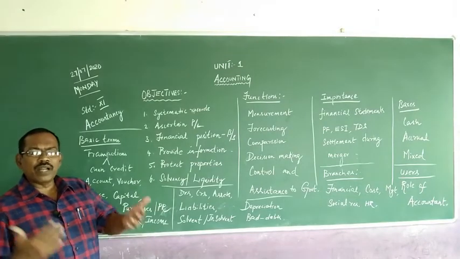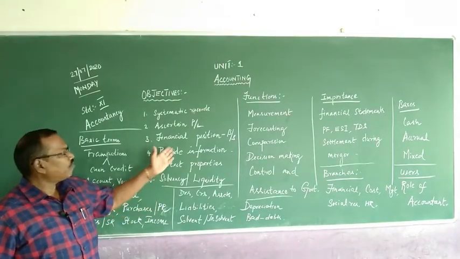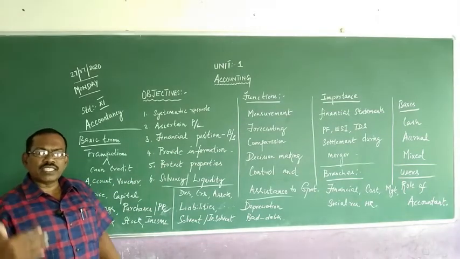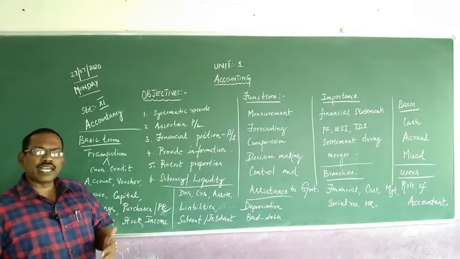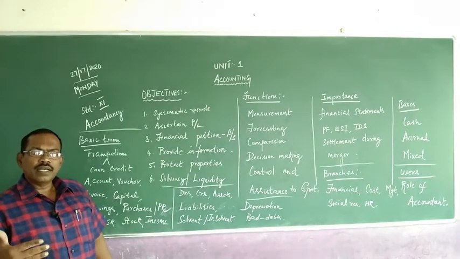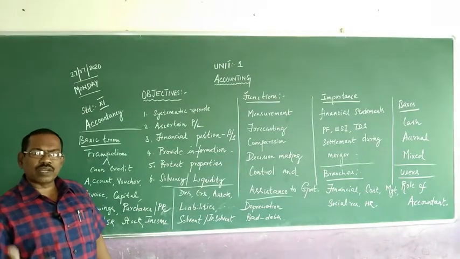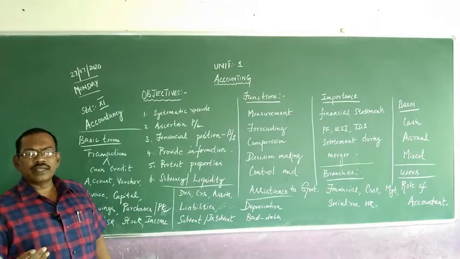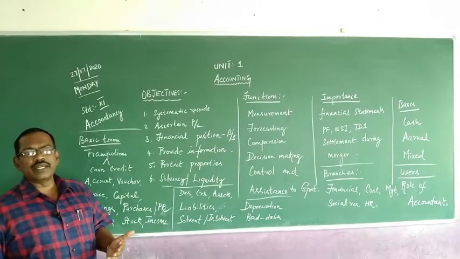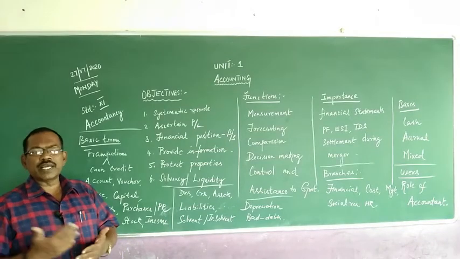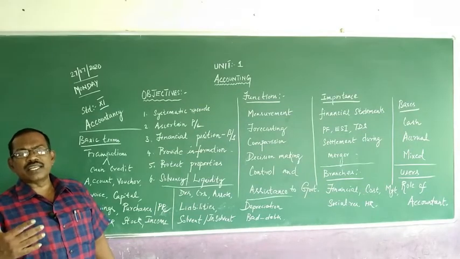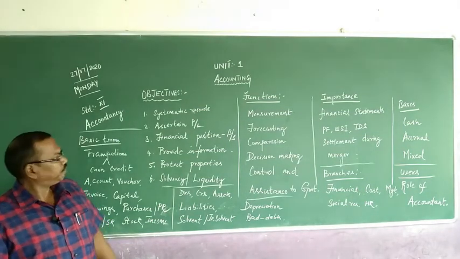Then invariably after profit or loss, we go to financial position. Where do we get the financial position of a concern? We get it by preparing a statement as on a particular date known as the balance sheet. What does the balance sheet consist of? It consists of assets and liabilities, put in a statement as on a particular date. It helps us to find out the financial position of a business concern.